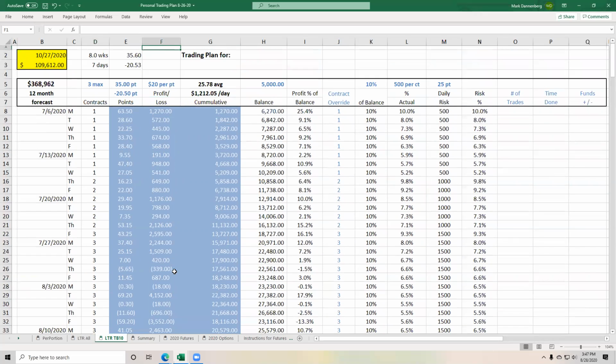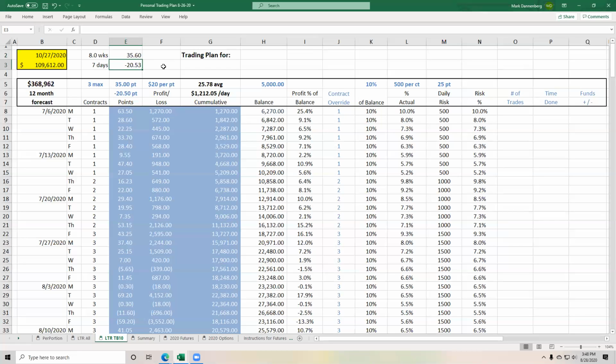So now for the most important part of managing your financial forecast on a daily basis. We're going to go up here. This number, this 35.6, is an average of all of our winning days. On our winning days, we're averaging 35.6 points per day. Of course, it's $20 a point.